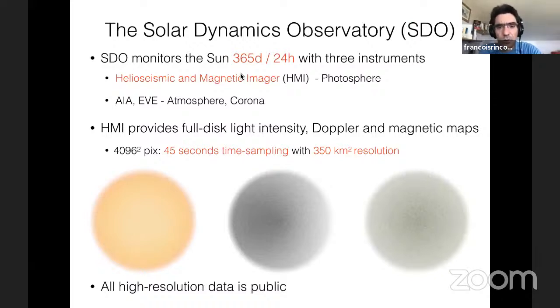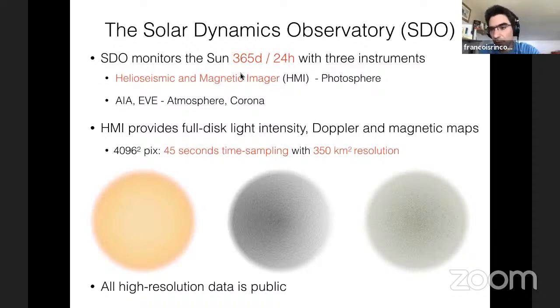The great thing with SDO is that it's at a Lagrange point, and it monitors the sun every day. It's been doing that for the last 10 years, 24 hours a day, without almost any interruption. So we have continuous monitoring with all these instruments. With HMI, you have a camera with 16 million pixels, and that corresponds to a resolution at the surface of a little square of 300 kilometers by 300 kilometers. So we can monitor all the dynamics that's taking place at scales larger than that.